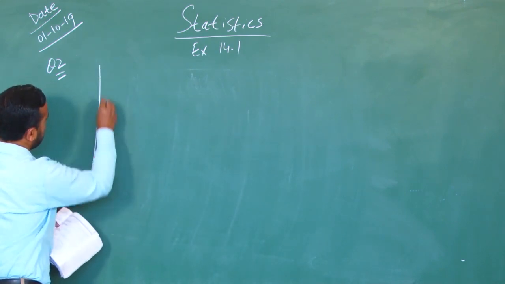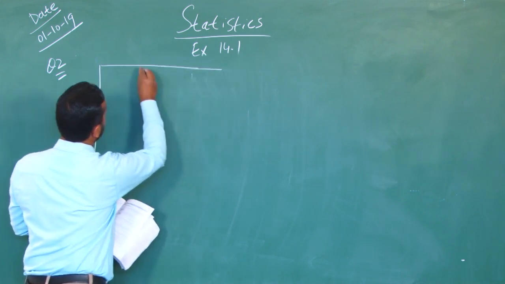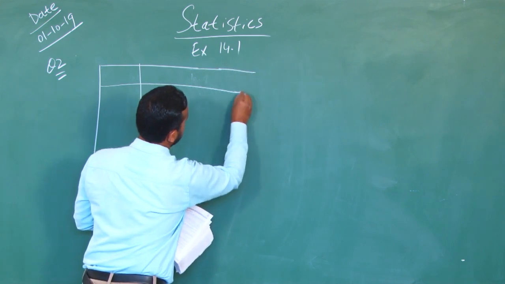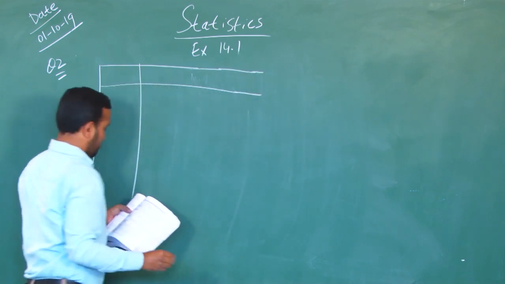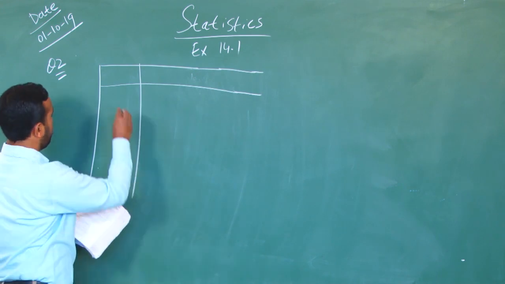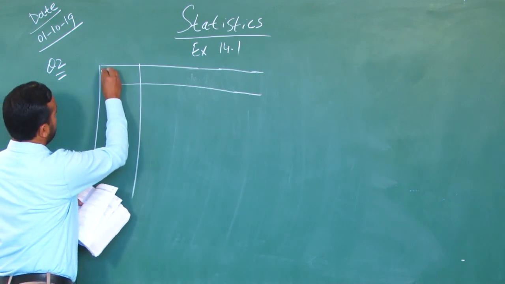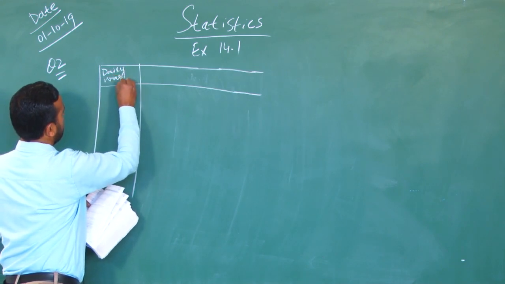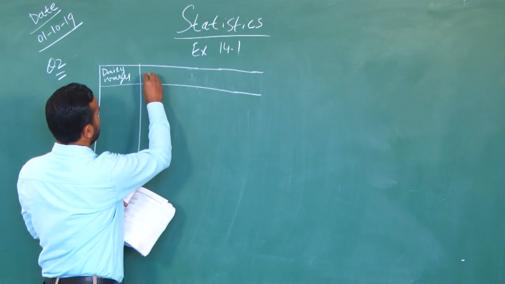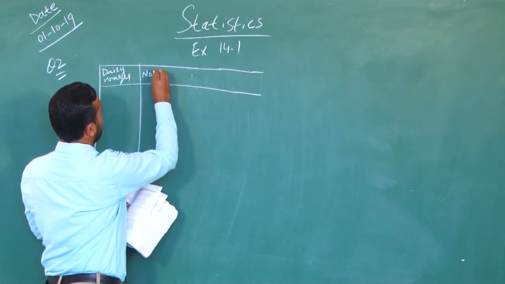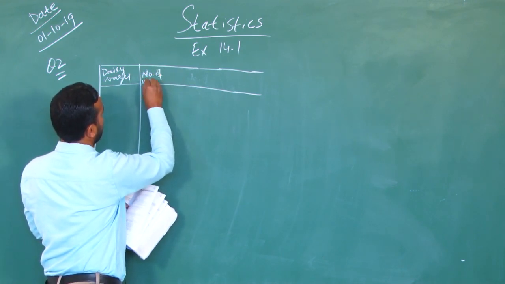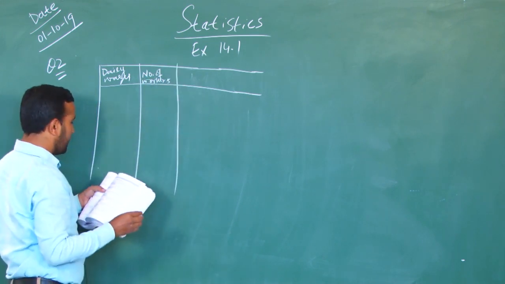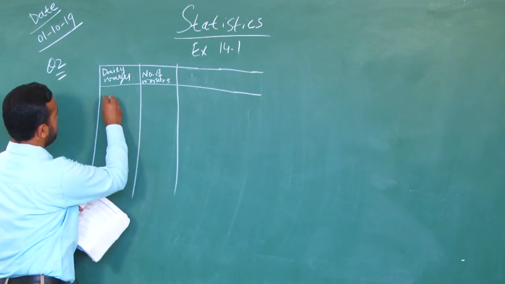You can see we are going to calculate the various parameters in this table. So various columns will be added. One or two columns more will be added. Here are daily wages. And then in the second column we have number of workers. That's also good. Let us try to write first what are the values given here.